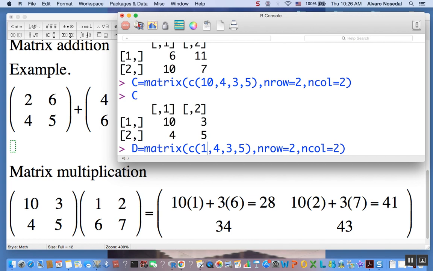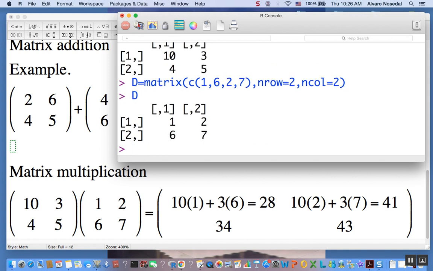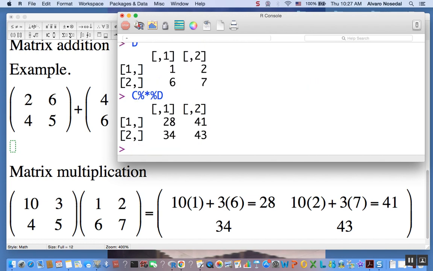This one is going to be a 1, then a 6, then a 2, finally a 7. I type the name of that object we just created just to double check that it is the one that I want. It is. And finally, if you want to find C times D, the matrix multiplication, it would be C percentage star percentage D. It is what we hoped it would be.